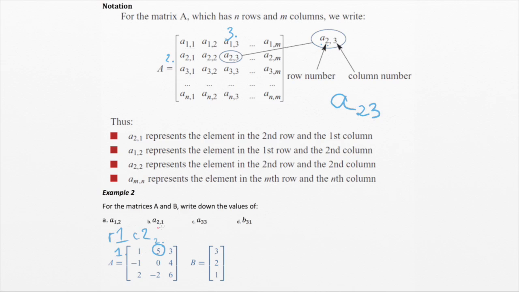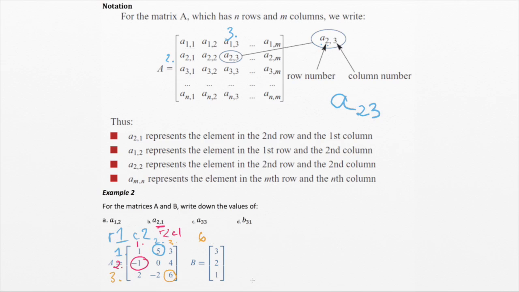For part 2, I'll do this one in a different colour. So now we're looking for row 2, column 1. So here's row 2 and here's column 1. So the number we're looking at is -1. For A33, we'll go another colour again. Here's row 3, here's column 3. So the number we're looking at is 6.